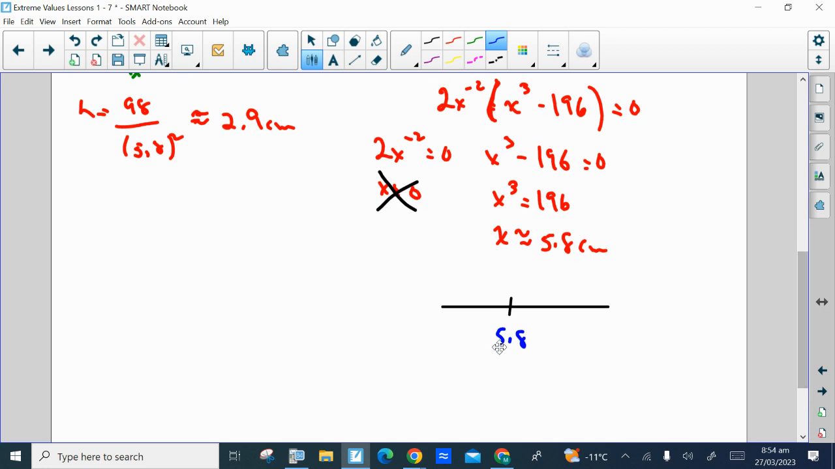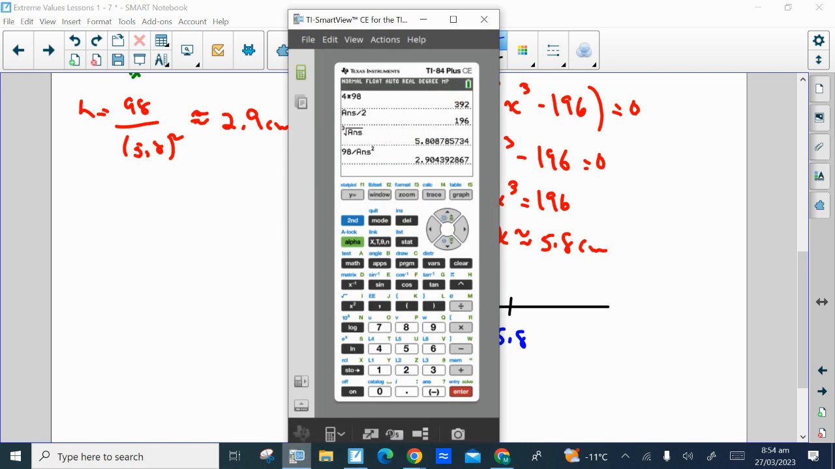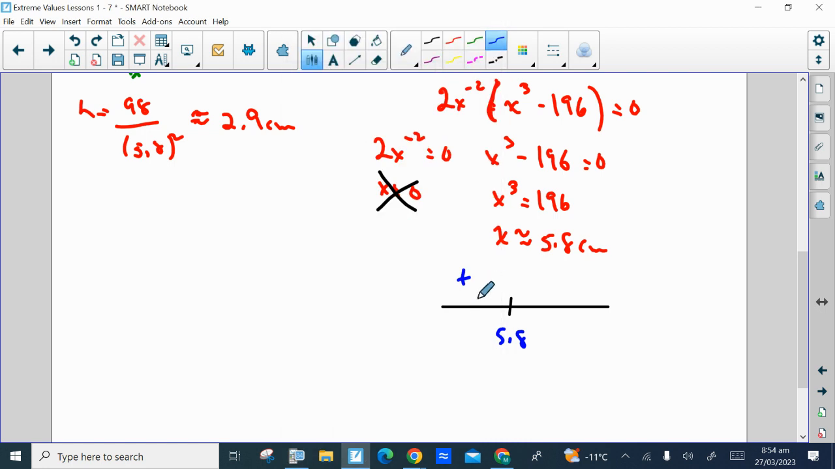If we choose a number to the left of 5.8, let's say positive 1, the first factor will be positive, because 2 times 1 to the negative 2 will be 2 over 1 squared. 2 over 1 is positive. If we choose a number to the right of 5.8, I have to finish this by doing the second factor first. When x was 1, 1 cubed is 1, take away 196, it gives you a negative value. A positive times a negative is a negative, so the function is decreasing to the left of that.